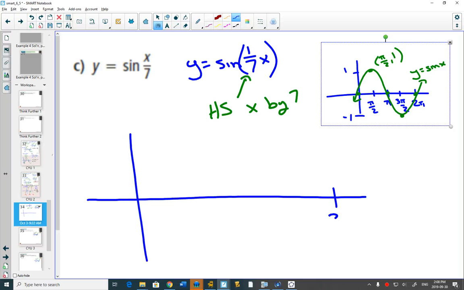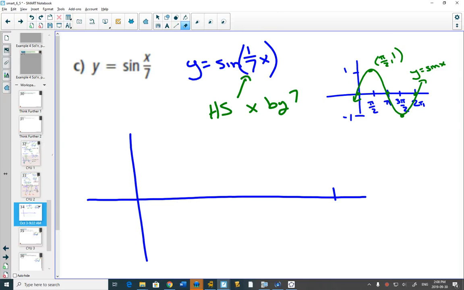And so if normally my period was 2 pi, and I divide it into 4 equal sections, if I'm multiplying it by 7, can you see that that 2 pi would change into 14 pi? And if you labeled each of those sections, I'd label the middle one next, because it's half. What's half of 14 pi? 7 pi. What's half of 7 pi? 3.5 pi, or 7 pi over 2.